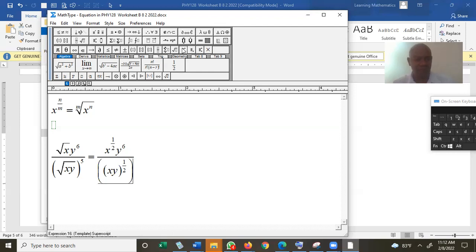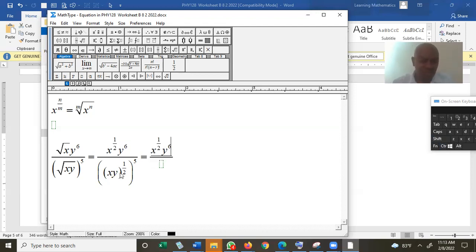Okay, this is what is happening in the denominator here. X and y have a power of a half, that is square root. There's an invisible 1, there's an invisible 2. And the power of a half is being raised again to the power of 5. Okay. So basically, the numerator can remain as is for the time being. Let's copy and paste this there.